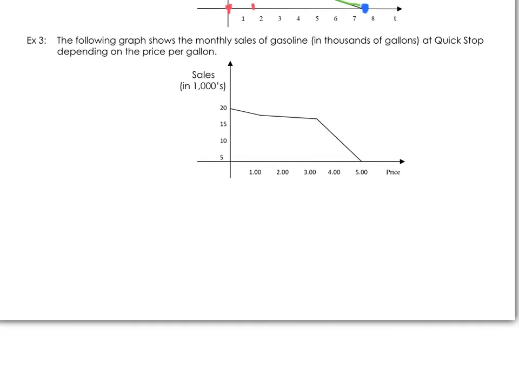The following graph shows the monthly sales of gasoline in thousands of gallons at Quick Stop, depending on the price per gallon. So what story is this telling? Well, at a price of $0, I would say that you can sell 20,000 gallons of gas.